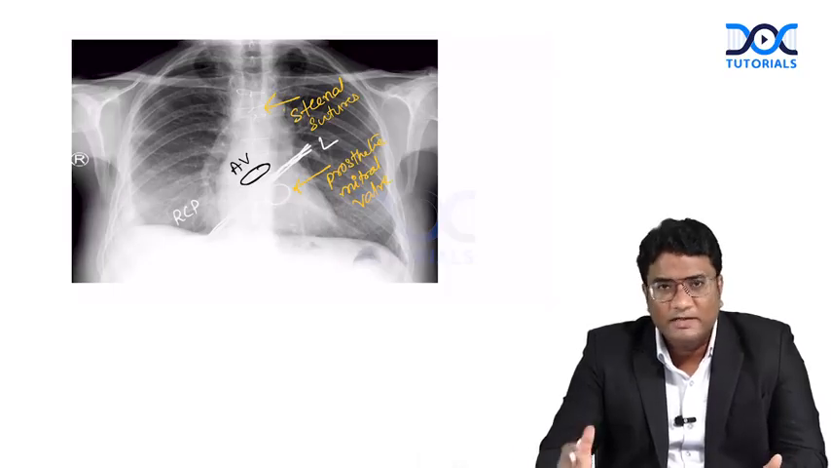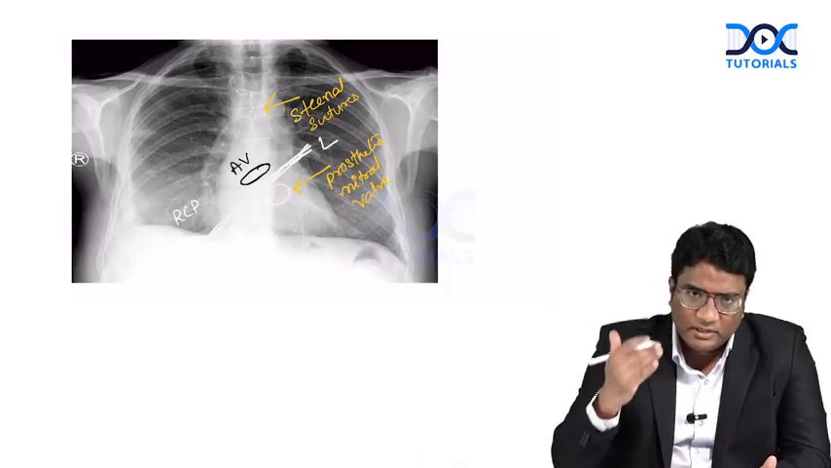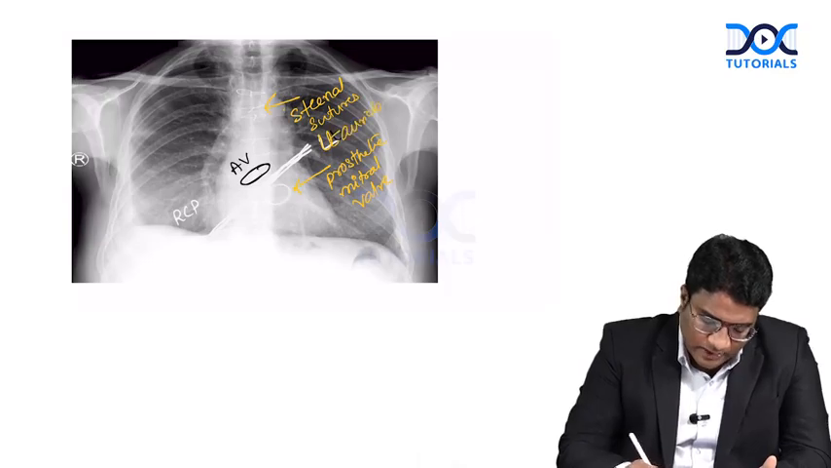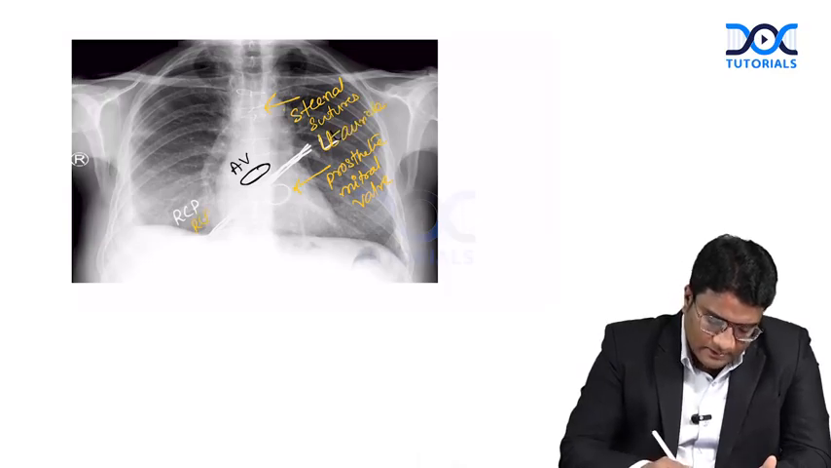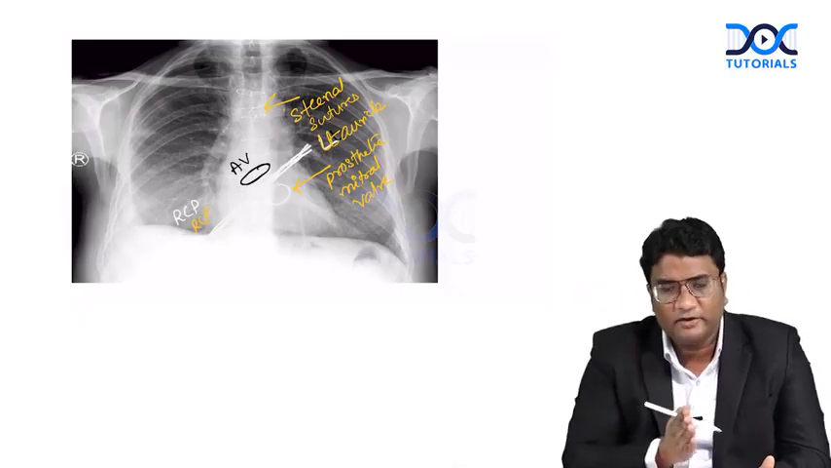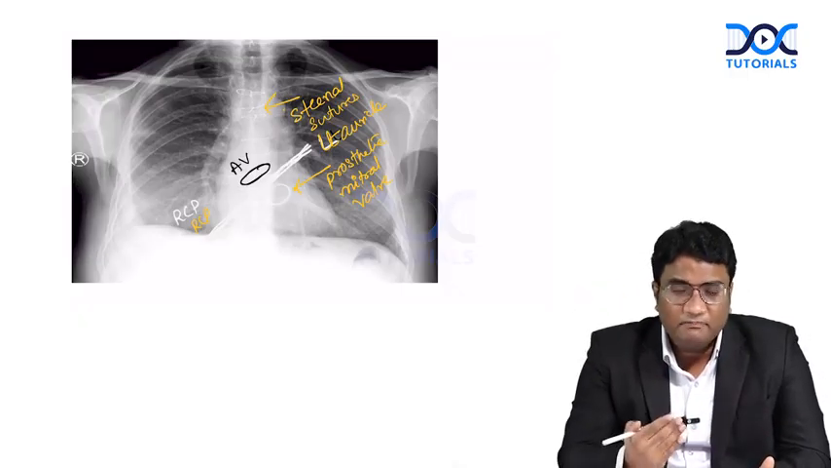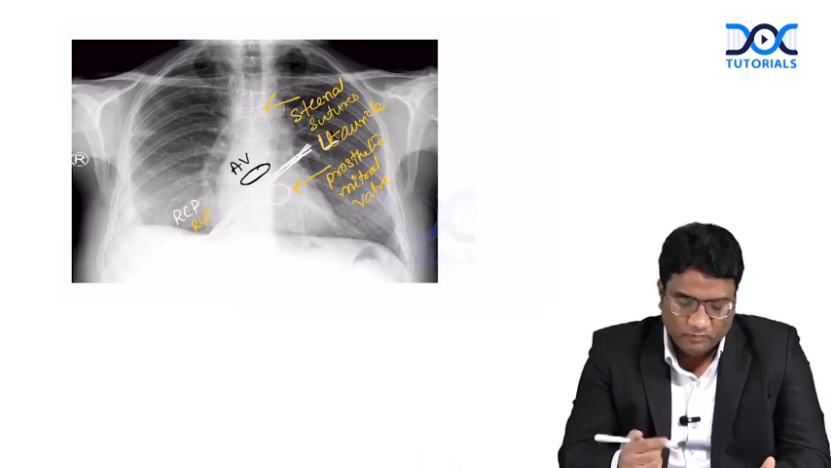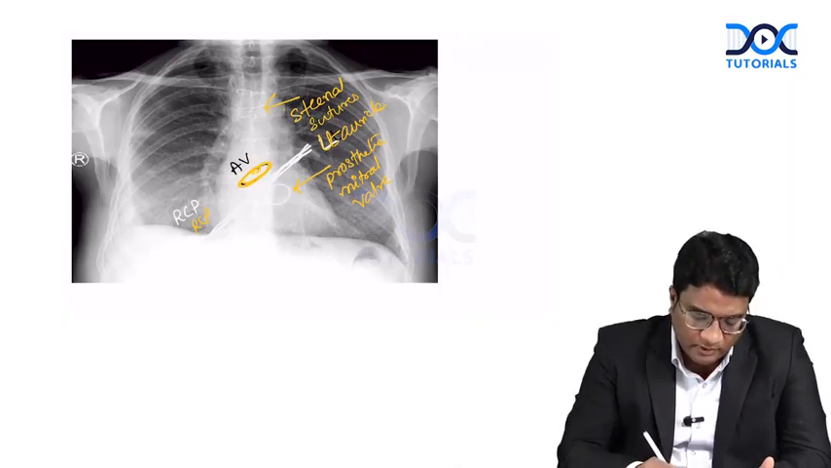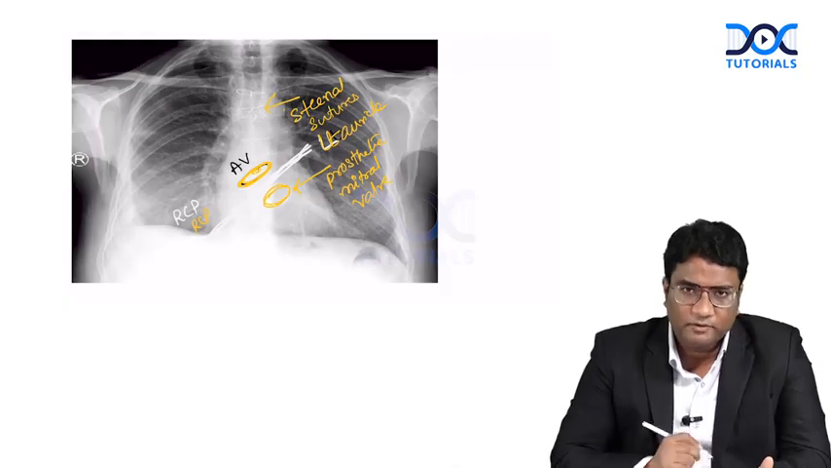So whenever you want to know whether it is a prosthetic mitral valve or a prosthetic aortic valve, draw an imaginary line just below the left hilum, from the area of the left auricle to the right cardiophrenic angle. If you see the valve below this, this is your mitral valve, and if you see the valve above it, that will be the aortic valve.